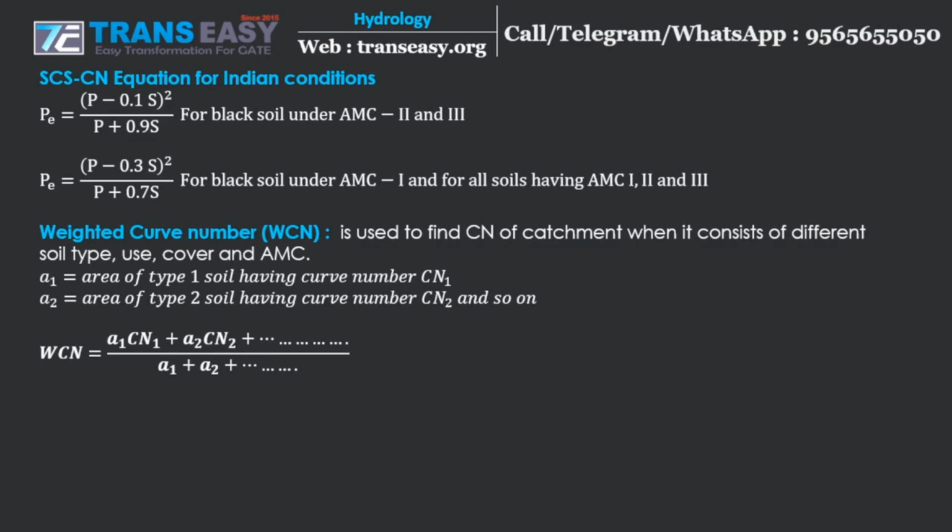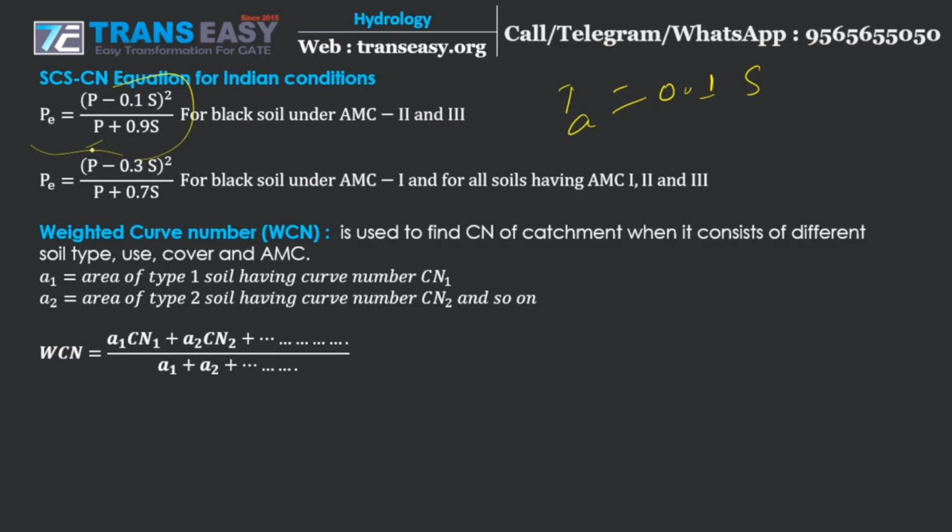SCS-CN equation for Indian condition. For black soil under AMC 2 and 3, we take IA as 10% of potential maximum retention or infiltration. For black soil under AMC 2 and 3, average moisture and saturated black soil, this is formula to calculate excess runoff from precipitation P, where S is potential maximum retention.